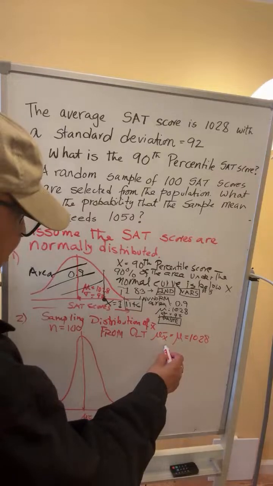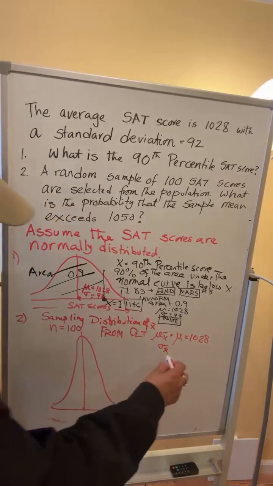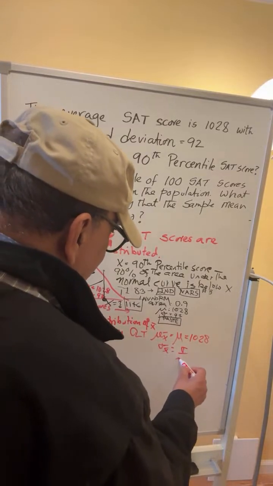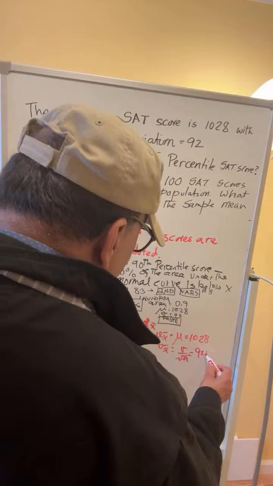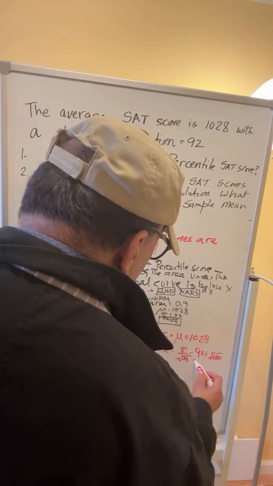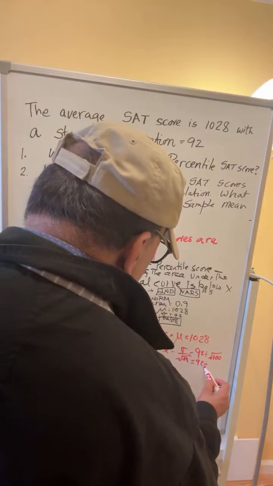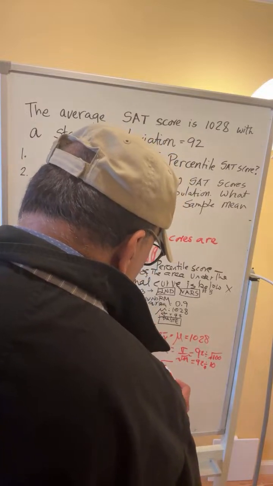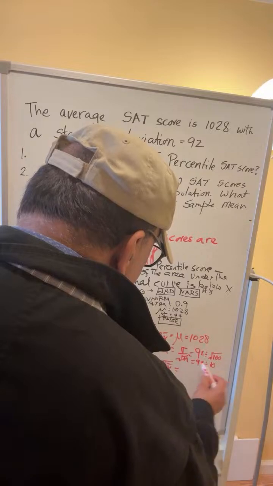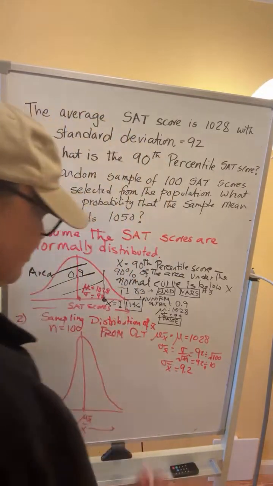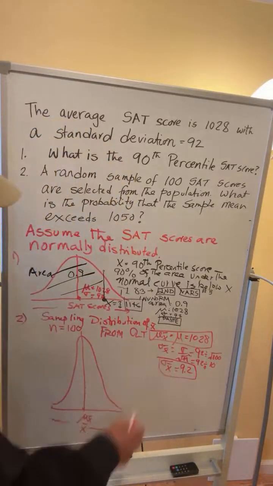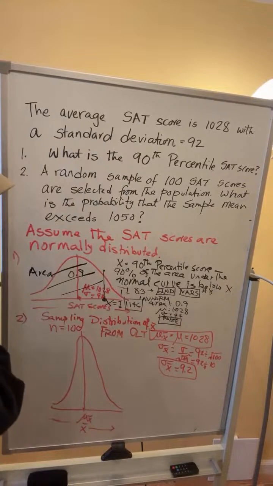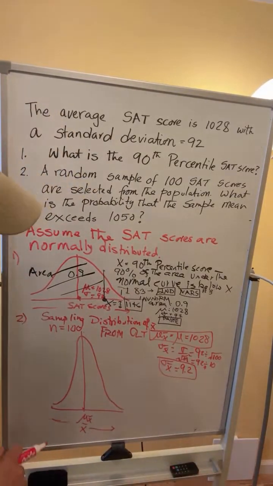However, the standard deviation of the sampling distribution, sometimes called the standard error of the mean, is sigma divided by the square root of n. In our case, sigma is 92 divided by the square root of 100, or 92 divided by 10. So sigma x bar is 92 divided by 10, which is 9.2. This is important. The mean of the sampling distribution is equal to the mean of the population. The standard deviation of the sampling distribution is 1/10 of the population's, because the standard deviation of the population is divided by the square root of the sample size, which in our case is 100.